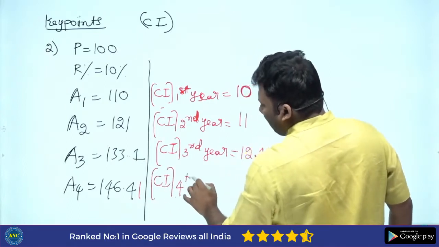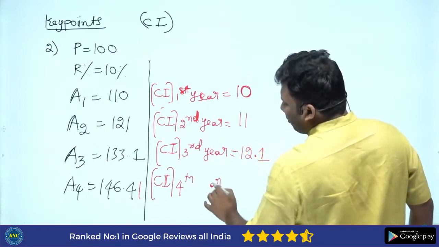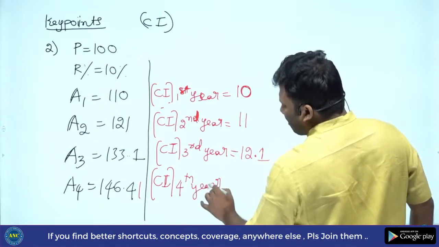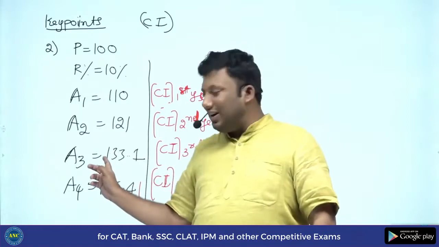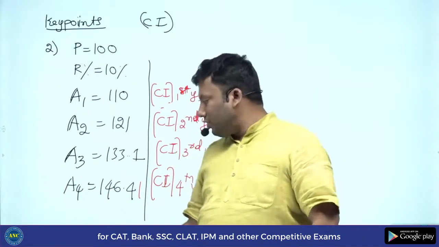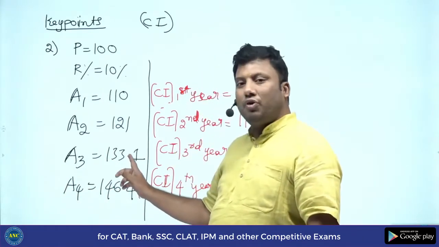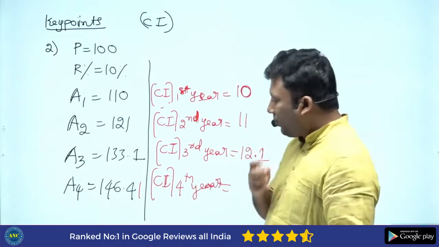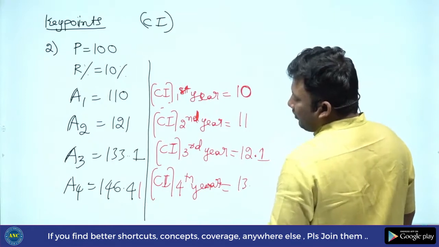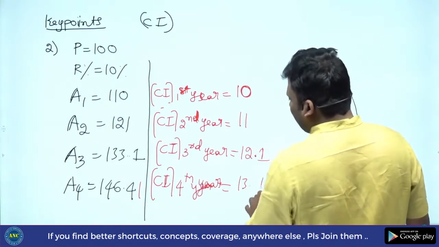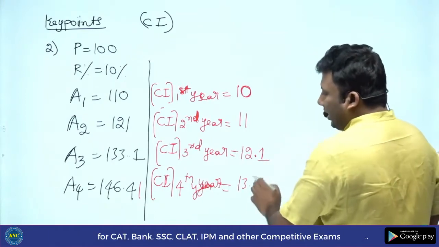Next one, CI for the fourth year. What do you mean by CI for the fourth year? CI is the extra interest I paid in the fourth year. The amount at the end of the third year becomes the principal for the fourth year: 146.41 minus 133.1, which is 13.31. I hope this idea is clear.